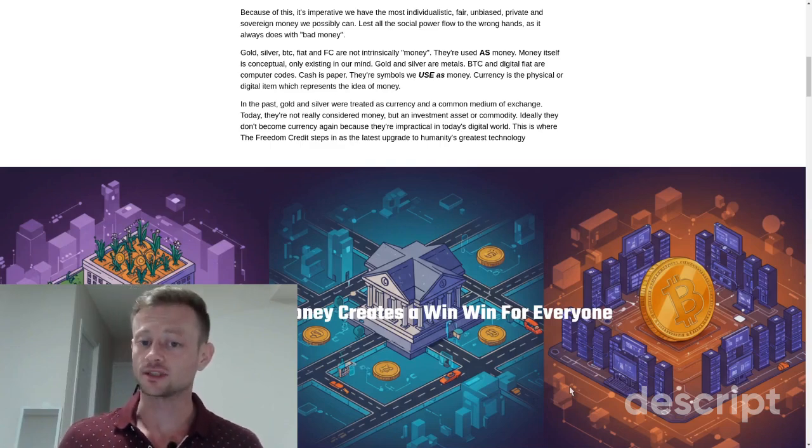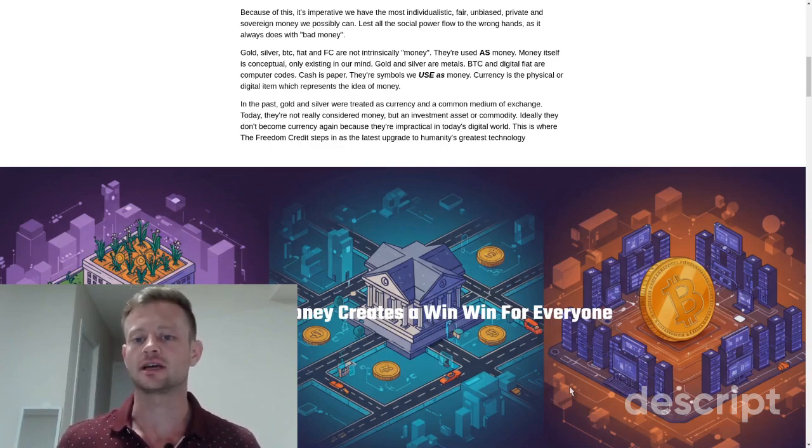In the past, gold and silver were treated as currency and a common medium of exchange. But today, they're not really considered money per se, but an investment asset or commodity. And ideally, they don't become currency again because they're impractical in today's digital world. This is where the freedom credit steps in as the latest upgrade to humanity's greatest technology.